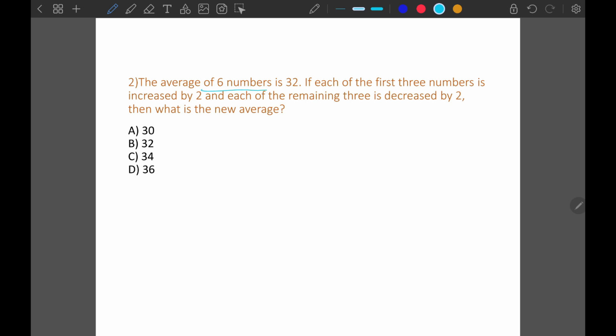The average of 6 numbers is 32. Let us take it as average of 6 numbers equal to 32. Each of the first 3 numbers are increased by 2. Each number is increased by 2, that is plus 2, plus 2.